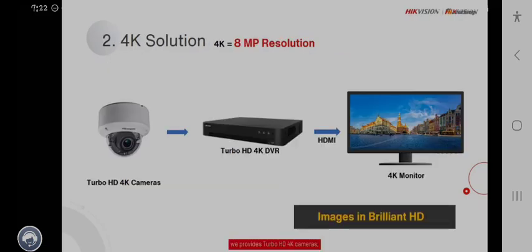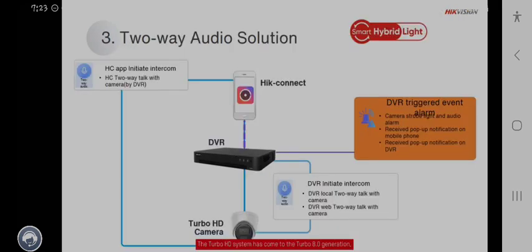We provide Turbo HD 4K cameras, which can work with Turbo HD 4K DVR, and display the 4K image on a 4K monitor. The whole solution can bring images in brilliant HD. The Turbo HD system has come to the Turbo 8.0 generation, in which the two-way audio solution plays a very important role. Here is the solution topology.